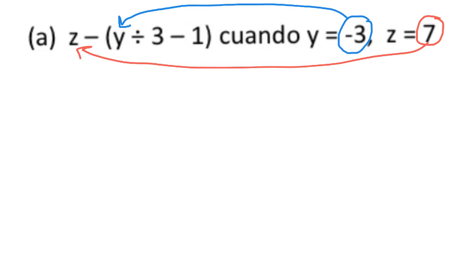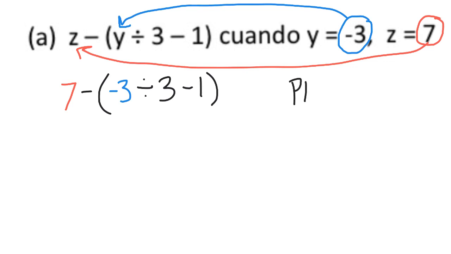Now we're going to substitute those values. 7 and -3. Copy the rest of the expression. Minus parentheses divided by 3 minus 1 parentheses. Now we're going to follow order of operations. That's PEMDAS. Parentheses, exponents, multiplication and division, addition and subtraction. From left to right, left to right.